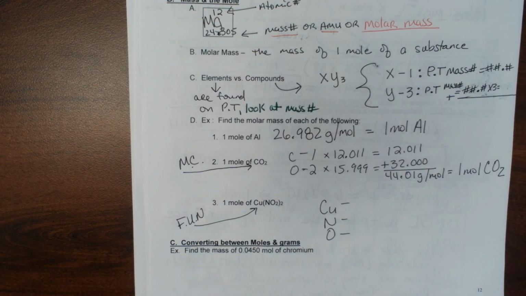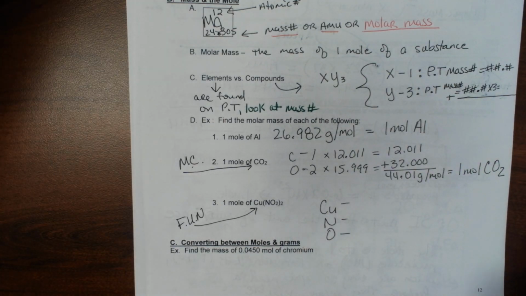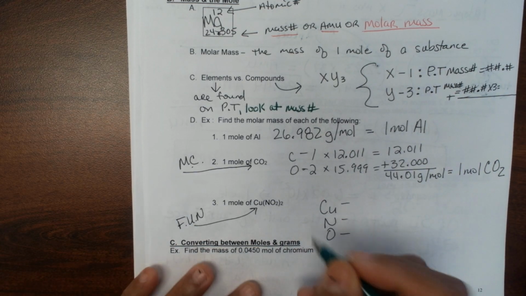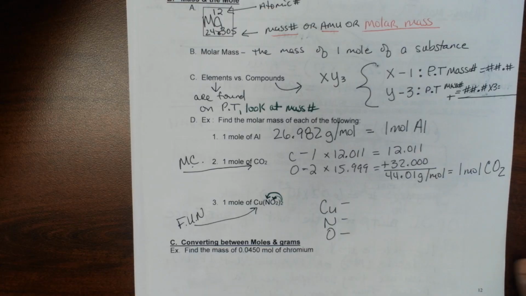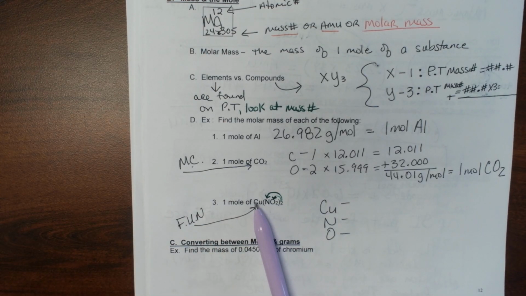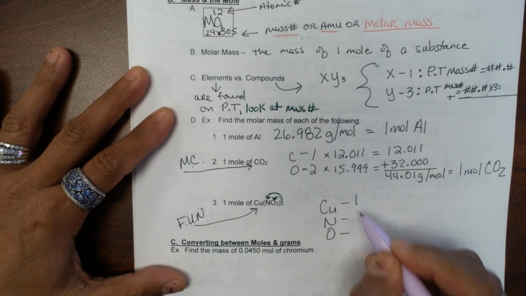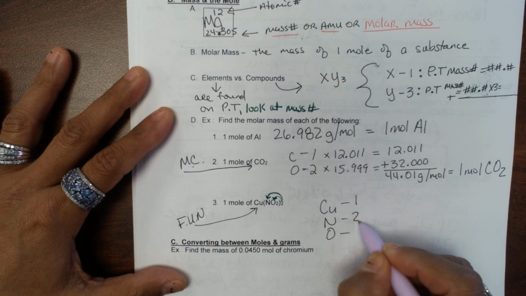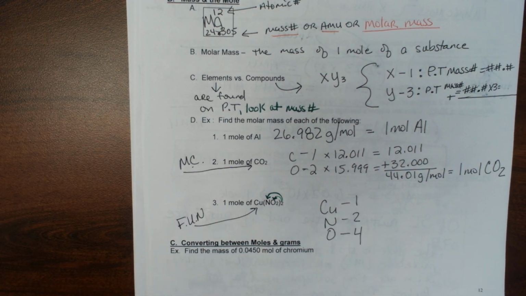But in this situation, I have a parentheses. When I have parentheses, it's almost like math class when you used to do factoring. This 2 goes here as well as here. It does not go to the Cu. How many Cu do I have? Look behind it, just 1. How many N's do I have? 2. How many O's? 4. There you go. Absolutely correct.